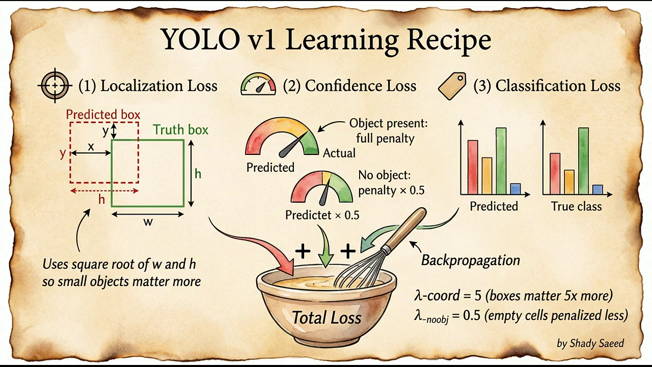How does YOLO learn? Through its loss function, a recipe measuring how wrong predictions are. 3 ingredients: localization loss for box coordinates, confidence loss for objectness, and classification loss for class labels. The loss uses sum of squared errors for everything. 2 special weights. Lambda coord equals 5 makes box accuracy matter more, and lambda noobj equals 0.5 reduces the penalty for empty cells, since most cells contain no objects.